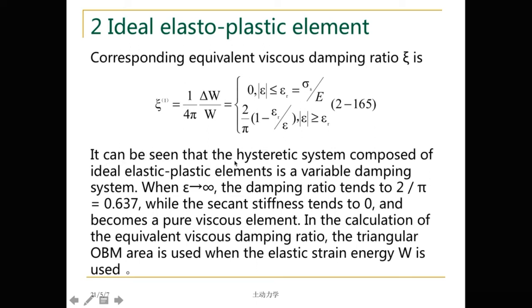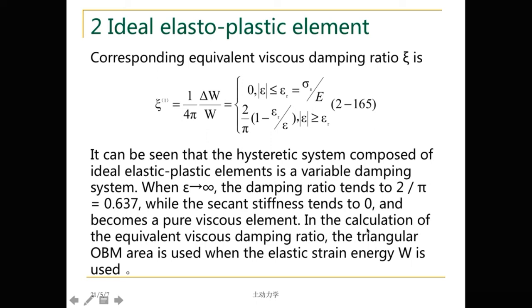It can be seen that the hysteretic system composed of an ideal elastic-plastic element is a variable damping system. From this equation we can find that when epsilon tends to infinity, the damping ratio tends to 2 over pi, equal to 0.637, while the secant stiffness tends to 0 and becomes a pure viscous element.